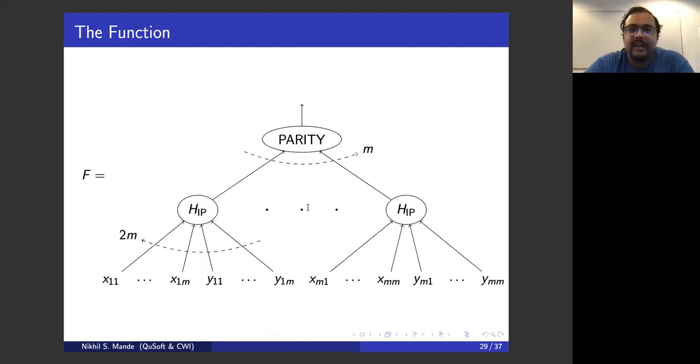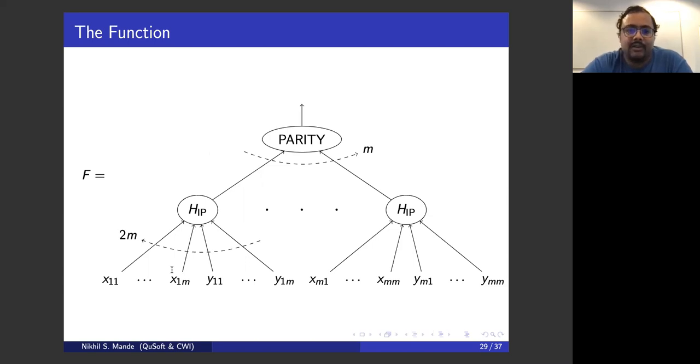Good. So I can finally define our final function, which is a parity composed with Hadamardized IPs. Now remember, I said these Hadamardized IPs can output phi, so they're partial functions. So the way we're going to complete this function is the following. If any of the inputs to parity is a phi, output -1. Else, output the parity.